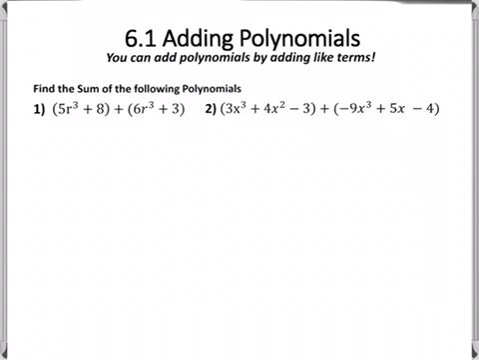add those coefficients together. So in example 1, we've got 5r cubed plus 8 plus 6r cubed plus 3. These parentheses in this problem aren't really that important because it's all addition, so we don't really need to keep track of them, so we can kind of get rid of them if it makes it easier to look at.